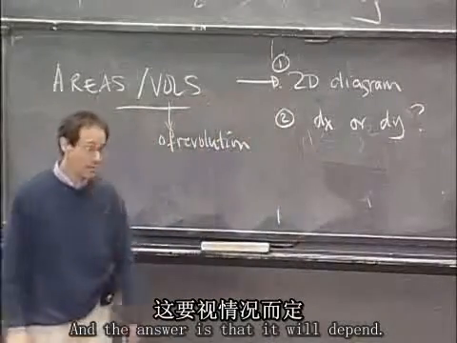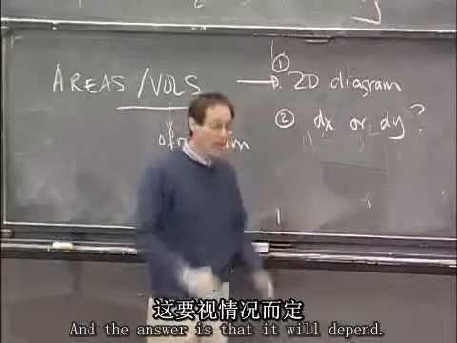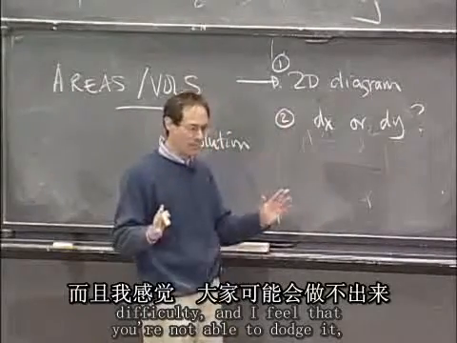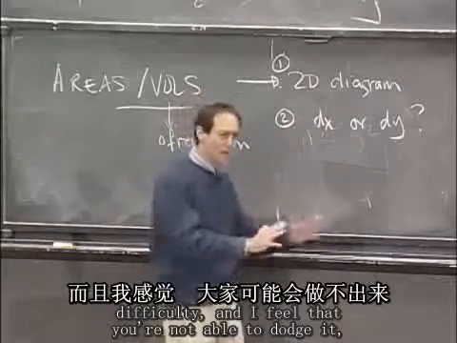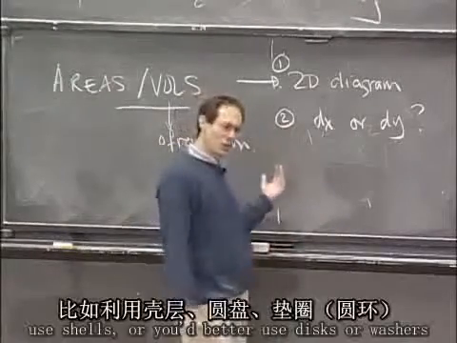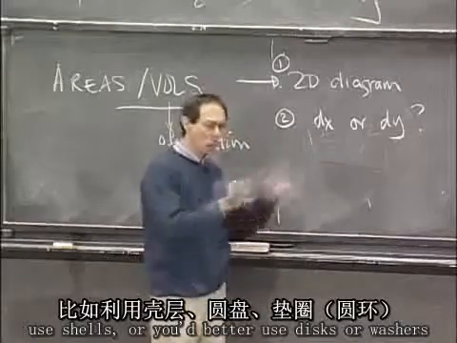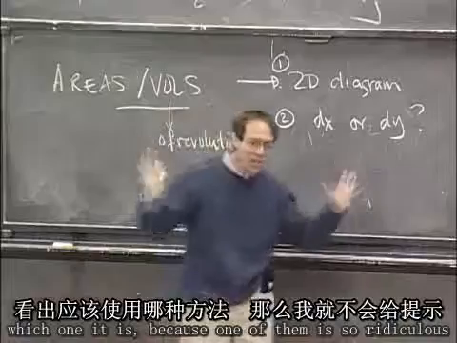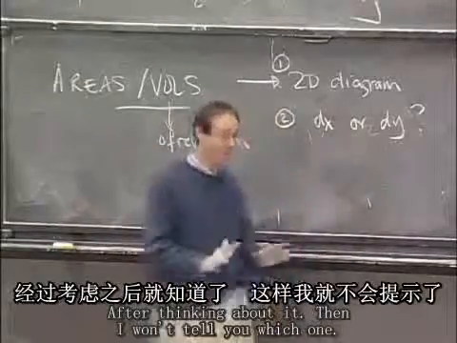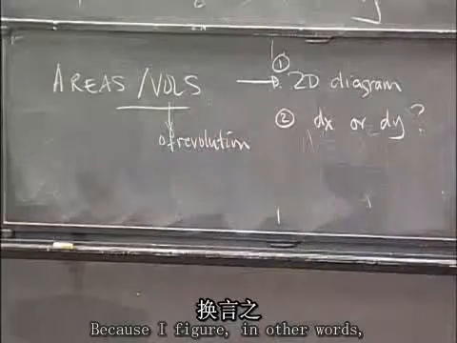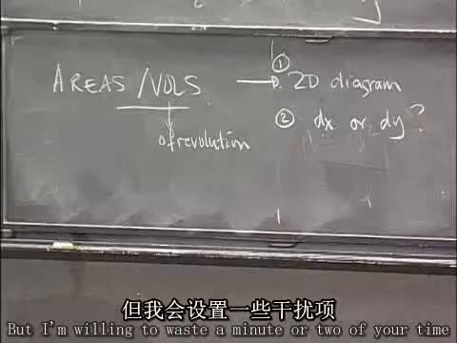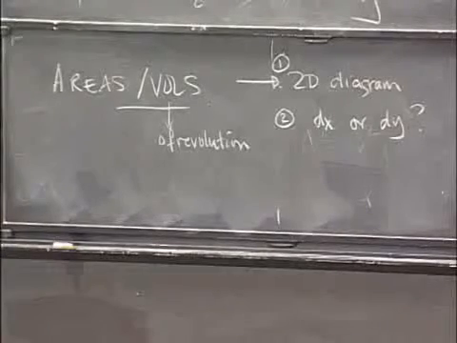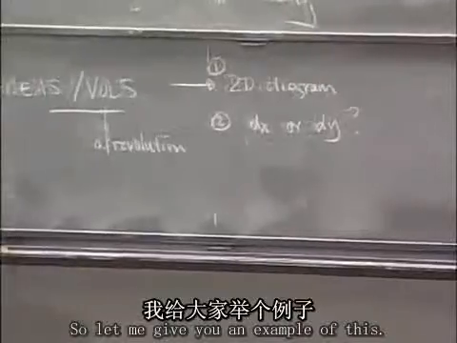And the answer is that it will depend. And if there's one that's going to cause you incredible difficulty, and I feel that you're not able to dodge it, then I might give you a hint and say you better use shells, or you better use discs or washers or something like that. But if I feel that you're grown up enough to figure out which one it is, because one of them is so ridiculous you say, forget it immediately after thinking about it, then I won't tell you which one. I don't want you to waste your time, but I'm willing to waste a minute or 2 of your time on a wild goose chase.